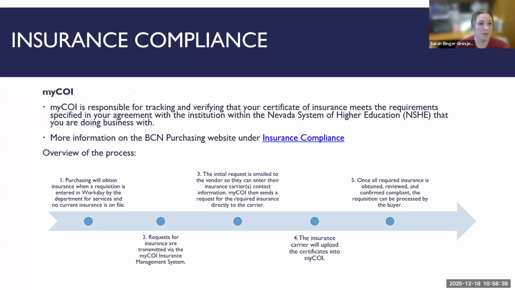we are going to submit a request via the MyCOI system to the vendor. And the department will always be copied on these requests, so you're aware that's what's holding up the processing of your requisition. What happens is the initial request just goes to the vendor to give us their insurance carrier's email information.